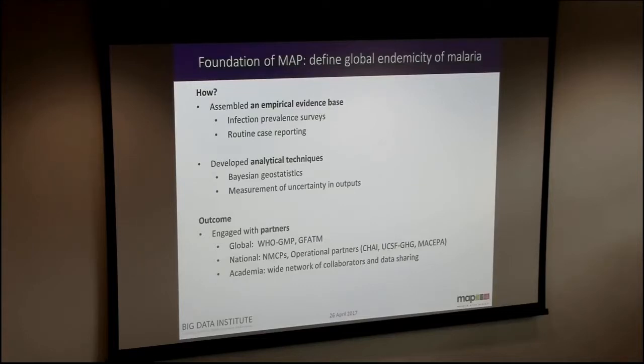We developed new analytical techniques, which our group leader Pete led, using Bayesian geostatistics to produce predictions of malaria prevalence, and importantly had associated measures of uncertainty with them. And through these global outputs, we were able to engage with a number of partners, specifically the WHO's Global Malaria Program, Global Fund, various national malaria control programs. We have operational partners that are based in country, and also a collaboration network within academia, being within NDM and the Oxford Tropical Network, but also partner institutions as well.